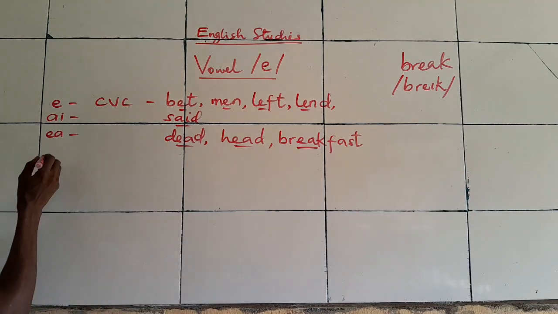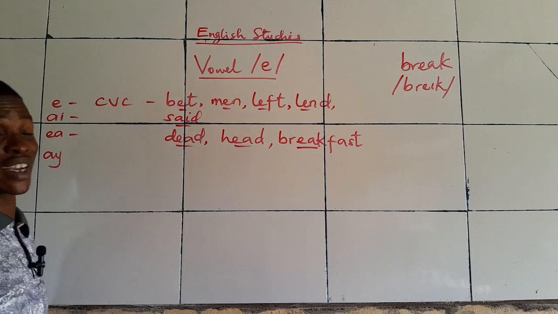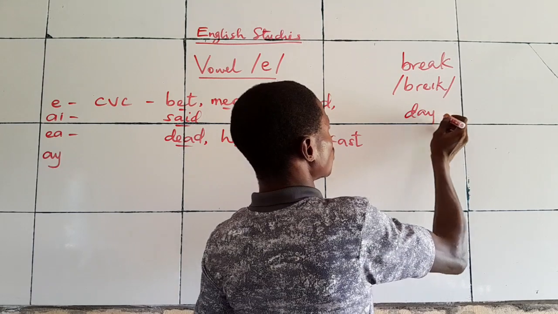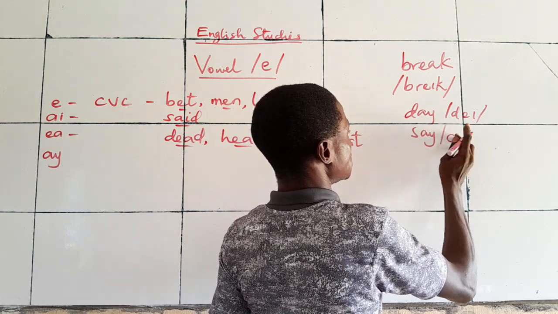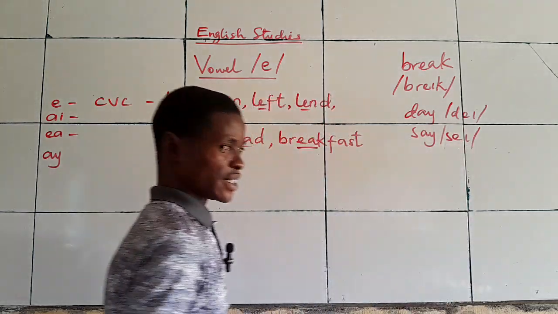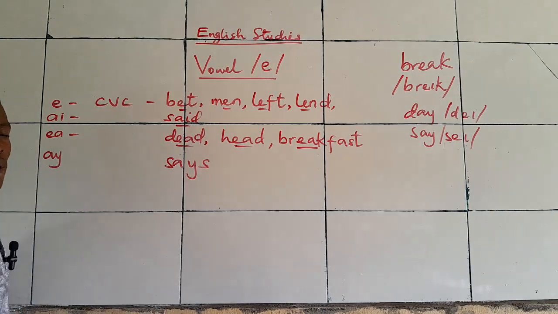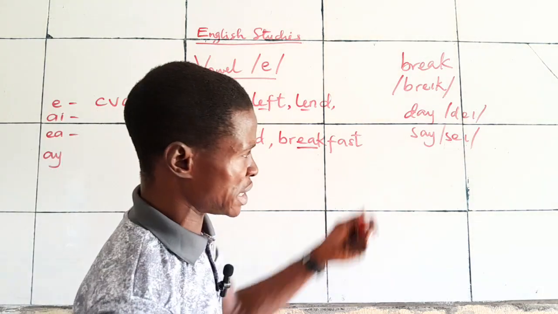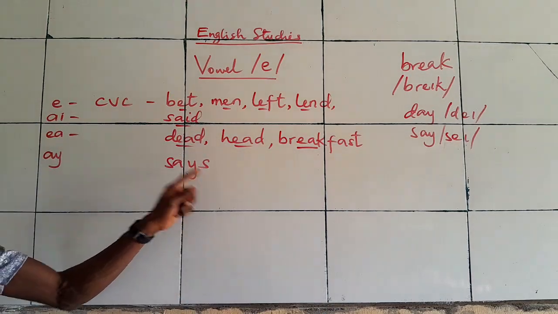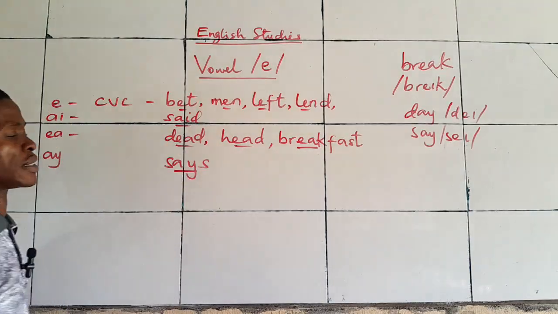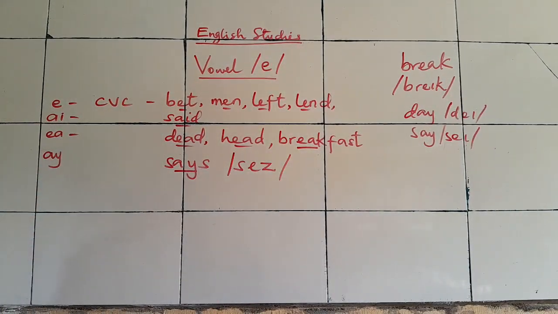Now, apart from this, we have this digraph, AY. As you have it, you are thinking I'm talking of DAY. No, this will be different. SAY will give us say. But which AY am I talking about? We have SAYS. You are wondering, if it were only SAY without the inflection S, it will be say. But once you add the inflection to it, it will change to says. This will be says. I believe we are together.